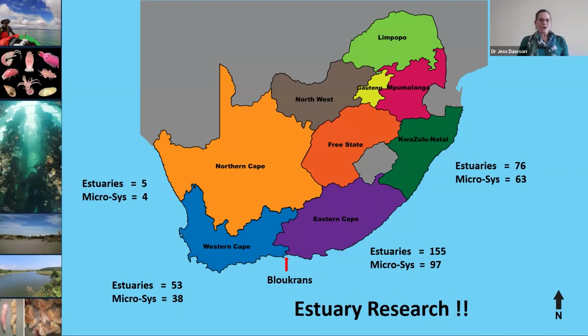Thankfully, quite a lot has been done in this country. So again, hands up if you think that South Africa is advanced on estuarine research or behind on estuarine research. Up is advanced, down is behind.